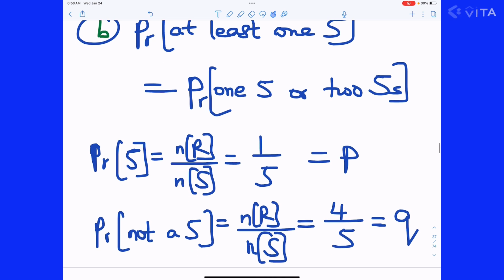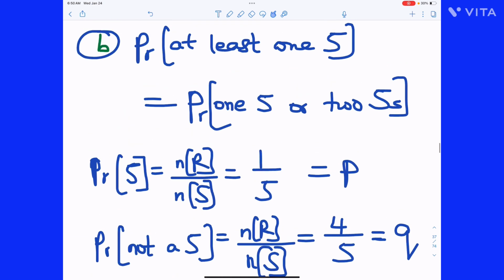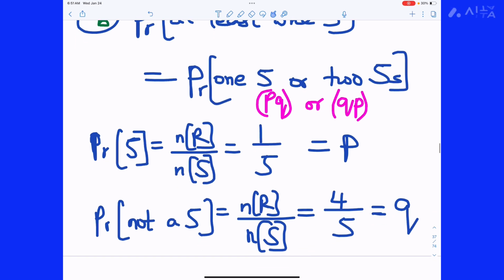I hope you are getting that. There are two ways of getting one 5. Let's use P for success. You can get a 5 in the first spin, which is success, then in the second spin, get another number. Or fail in the first spin, that means you don't get a 5 in the first spin, then in the second spin, get a 5. So these are two ways of getting one 5.